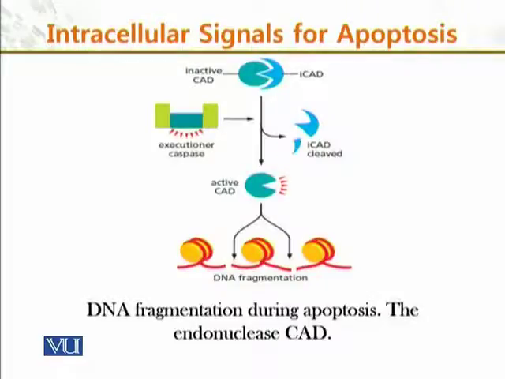Just as shown in this cartoon, there is CAD, inactive and activated, and DNA fragmentation during apoptosis. That is the endonuclease known as CAD. On the upper side you see that the CAD breaks away and the active CAD is released, which acts on DNA fragmentation, cutting the DNA.